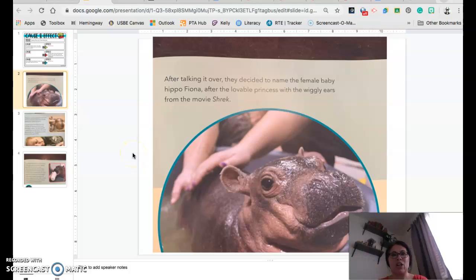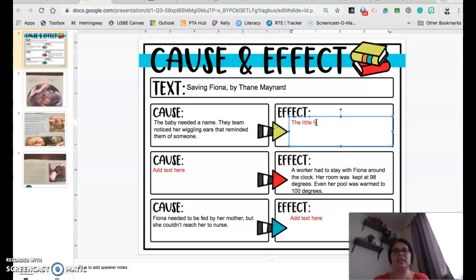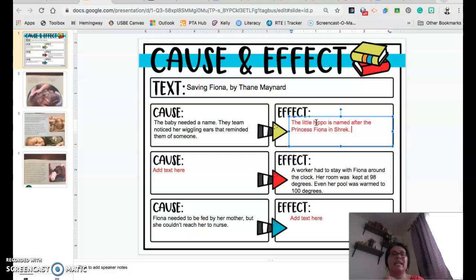After talking it over, they decide to name the female baby hippo Fiona after the lovable princess with the wiggly ears from the movie Shrek. Oh, so there we go. She was named after Princess Fiona. I'm going to write the little hippo is named after the Princess Fiona in Shrek. Notice I capitalized her name and Shrek because they're all proper nouns.